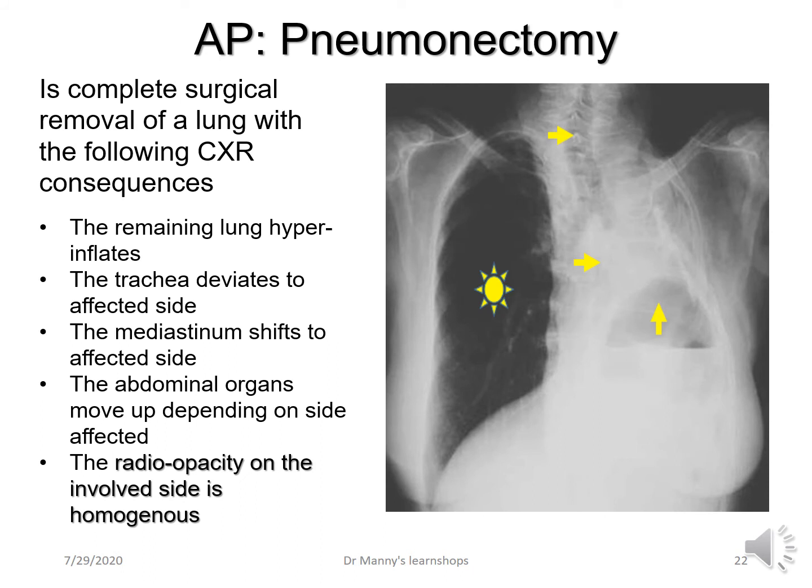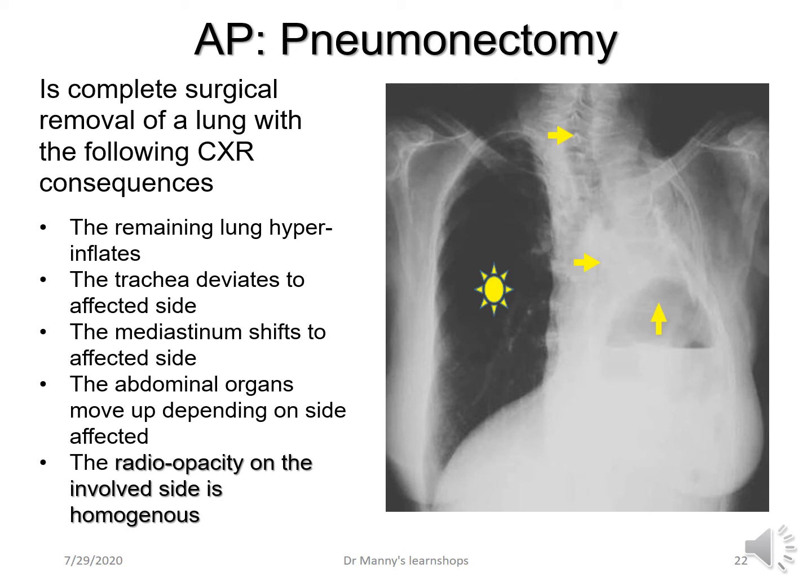I've included pneumonectomy as well, because pneumonectomy could be something that now causes increased whiteness. But you would know that the patient had a pneumonectomy from their history, and from their surgical scars, which they would have on physical assessment. Pneumonectomy is complete surgical removal of a lung, or even sometimes just a lobe, with the following chest X-ray consequences.